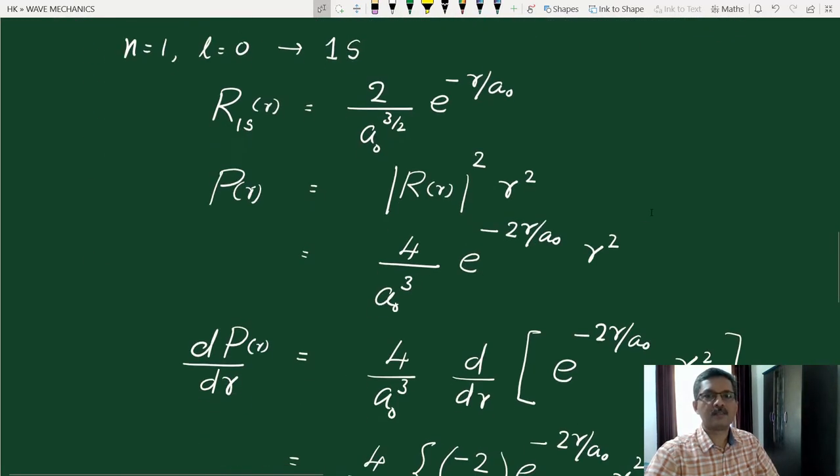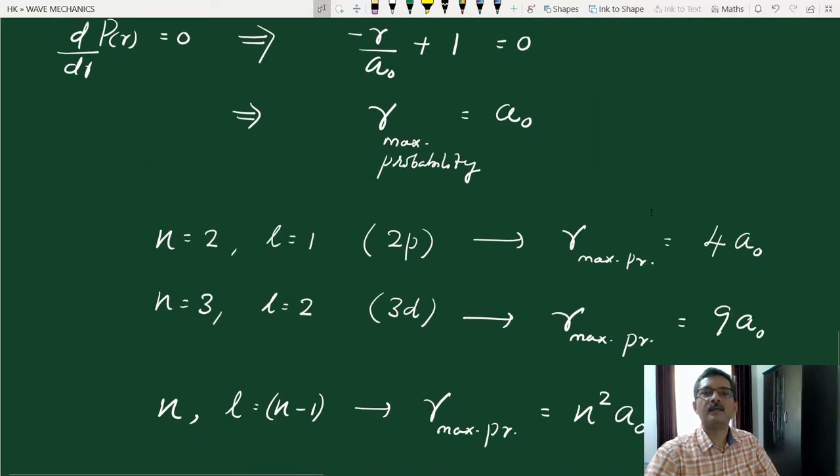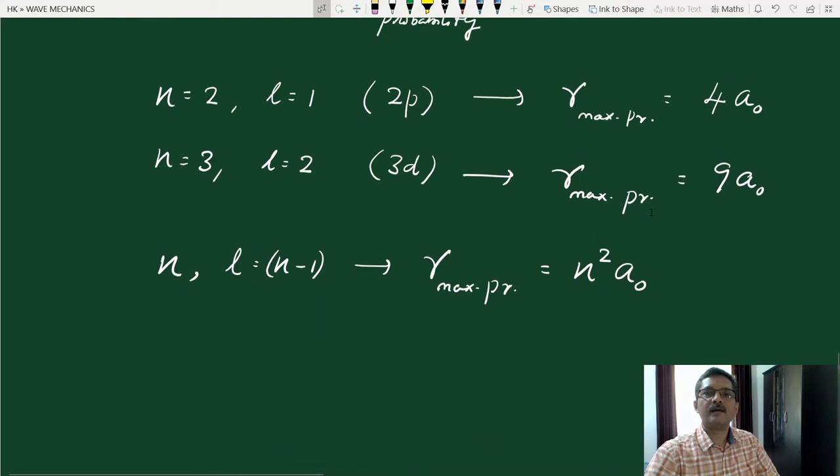And what is the reason for this? The reason is that in the expression of the radial part of the wave function, the radial wave function, there is certain symmetry. We can write the general form of the radial part of the wave function like this.